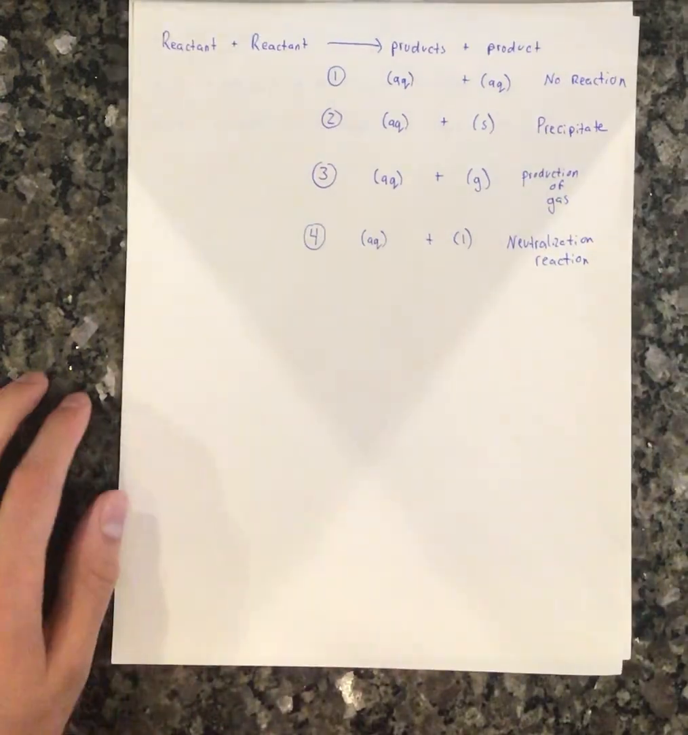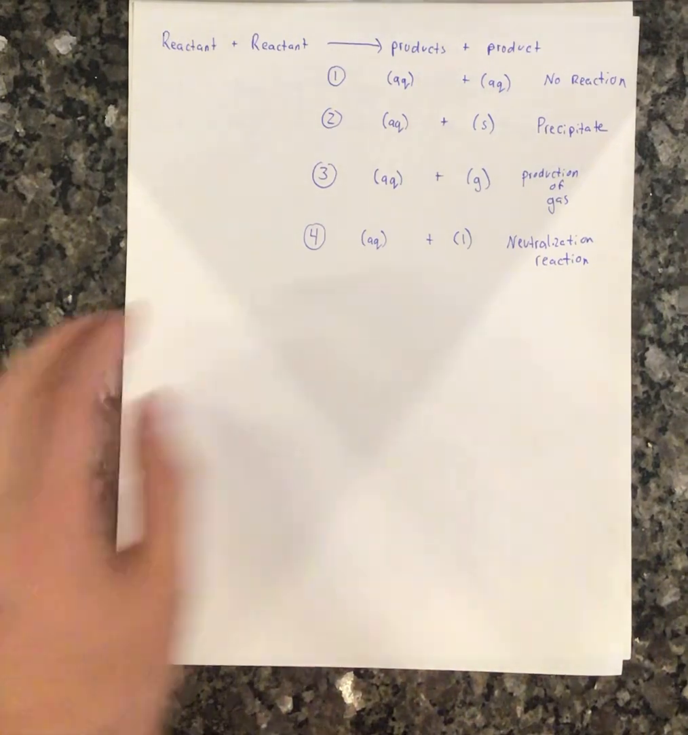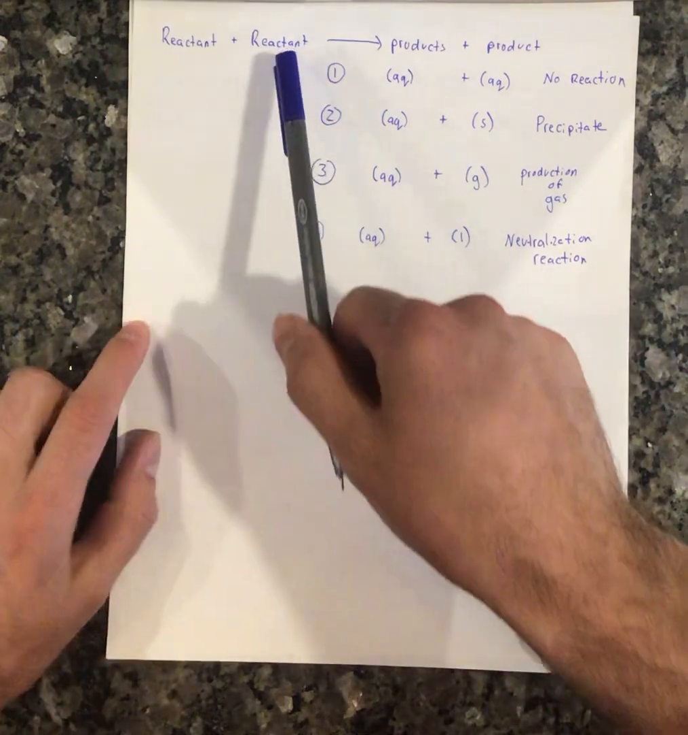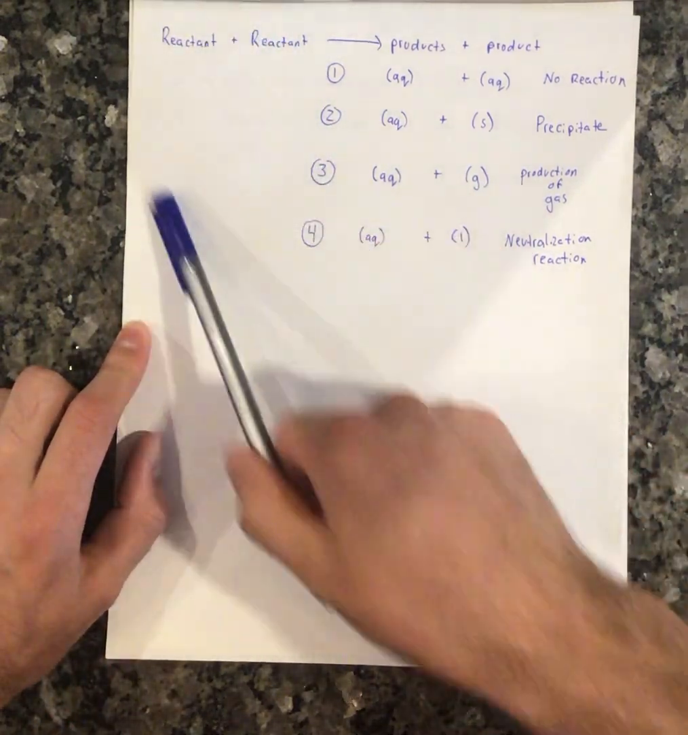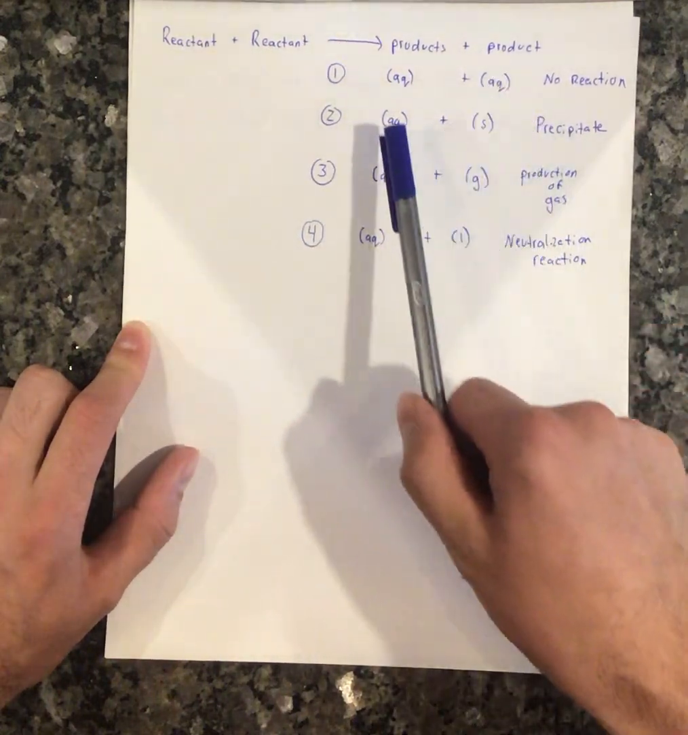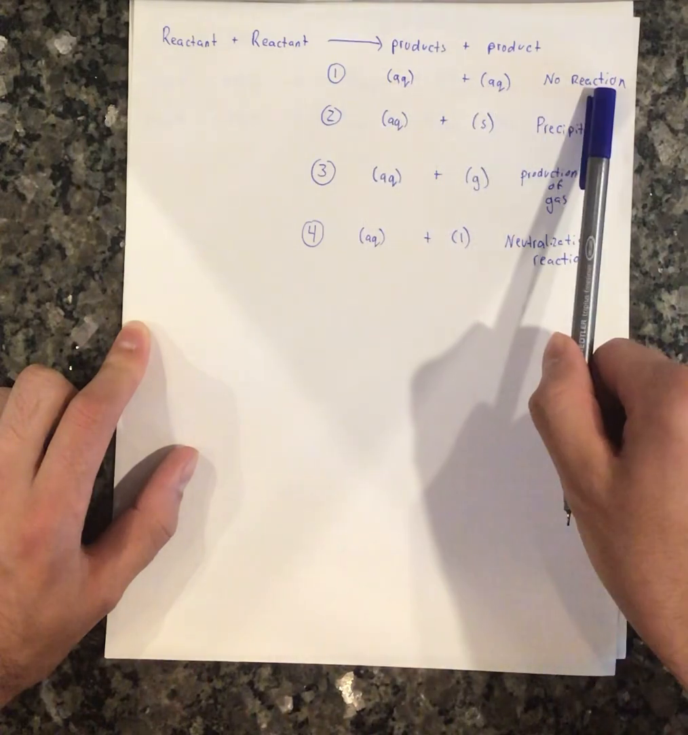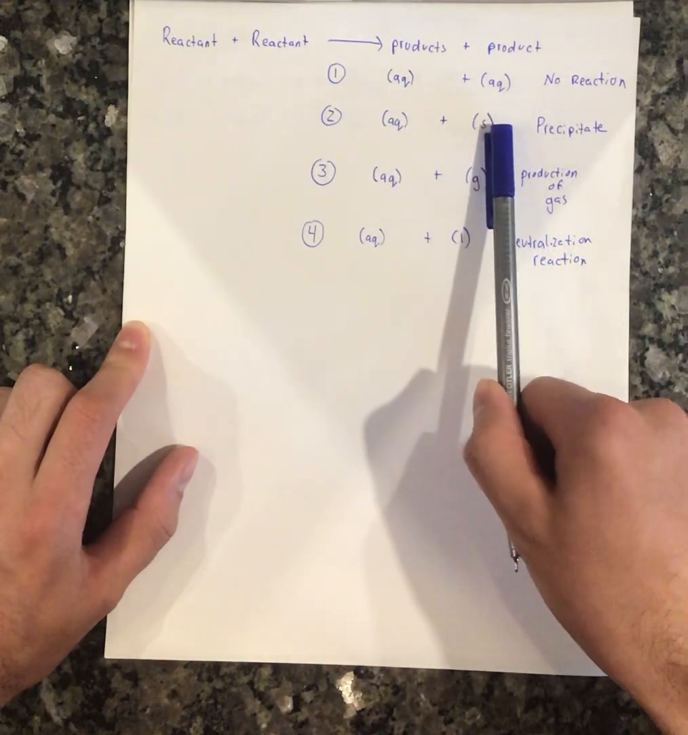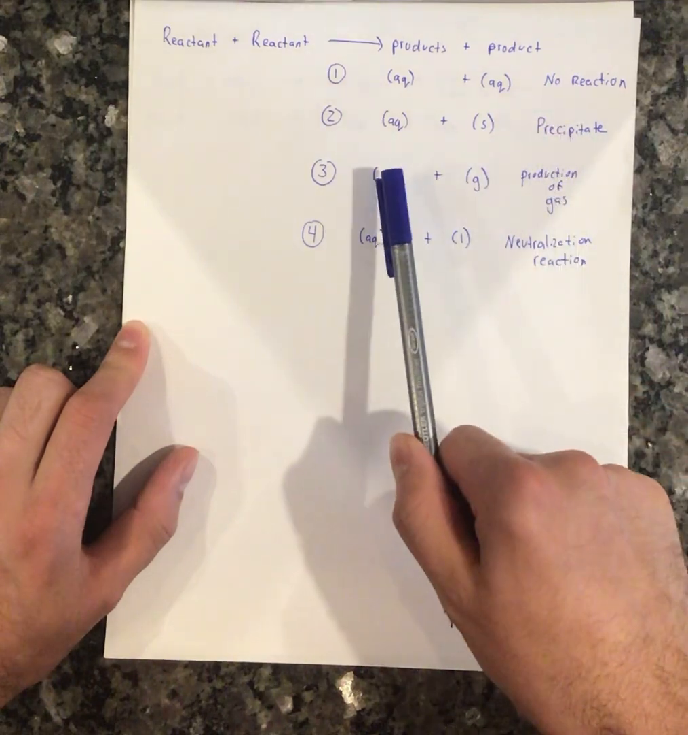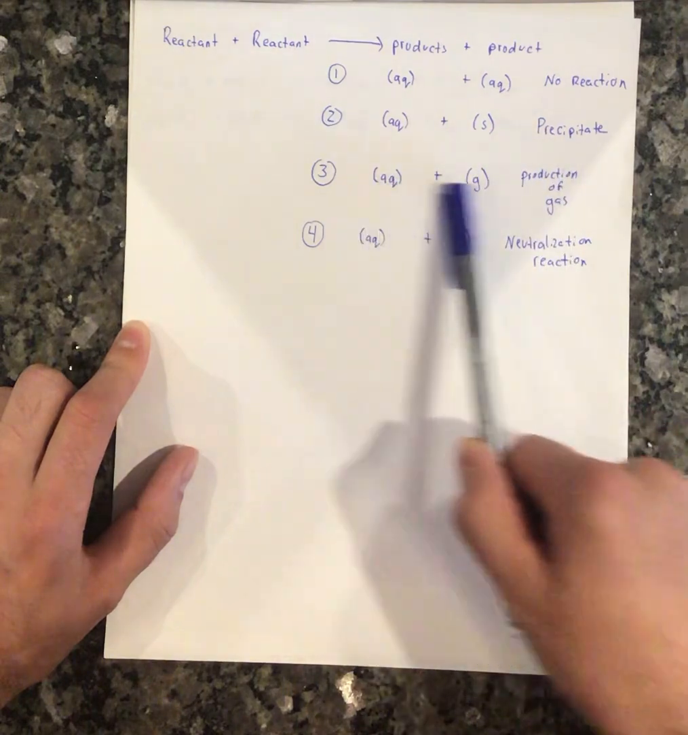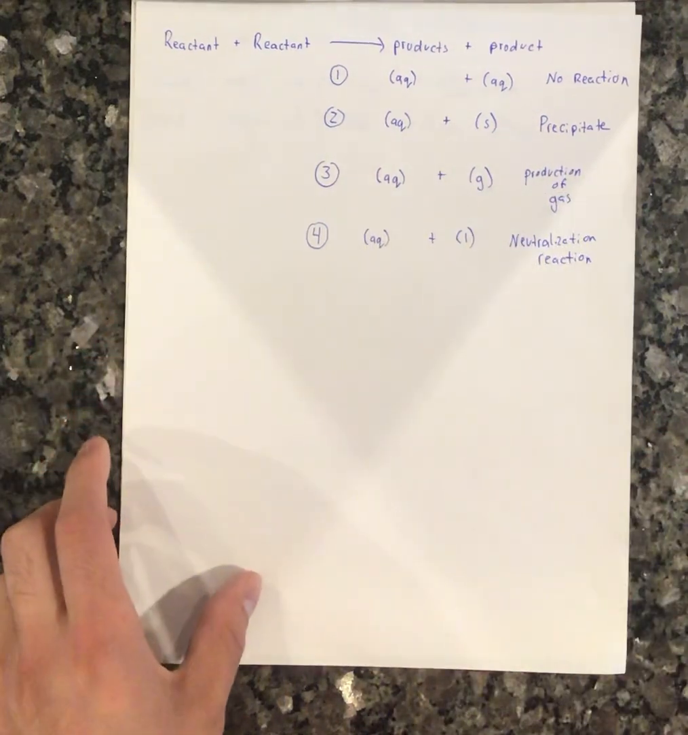So at this point, just to recap, we have two reactants making two products. That's our double displacement reaction. We don't really worry about what the states of our reactants are, but we definitely do for our products. So if we have two aqueous, we get no reaction. If we get an aqueous and a solid, we would have a reaction. We call that a precipitate. If we get an aqueous and a gas, we call this a production of gas. We just looked at 4 different ones.